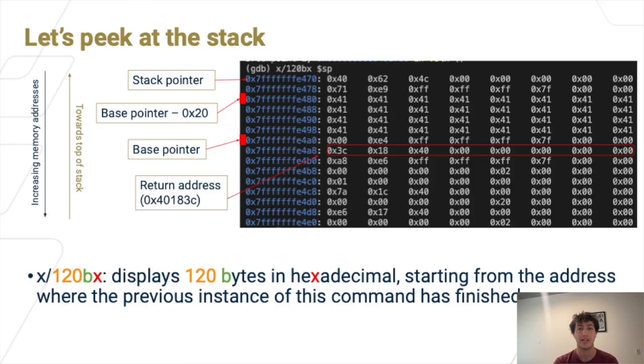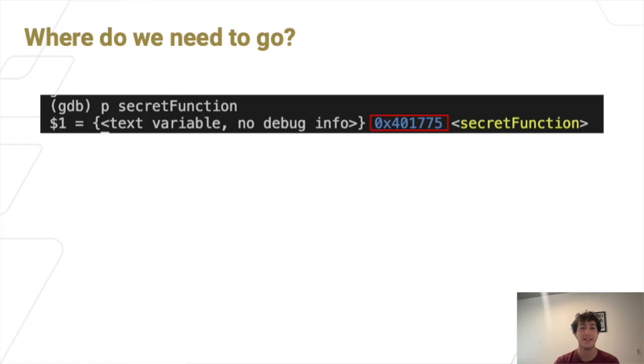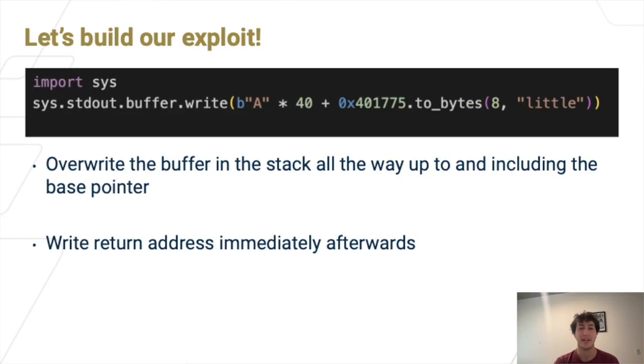Then we want the return address to be overwritten with the address of the first instruction of our secret function, so that execution jumps to the secret function instead of main. We can find the address by using the p, or print command, on the secret function. That brings us to our exploit payload.